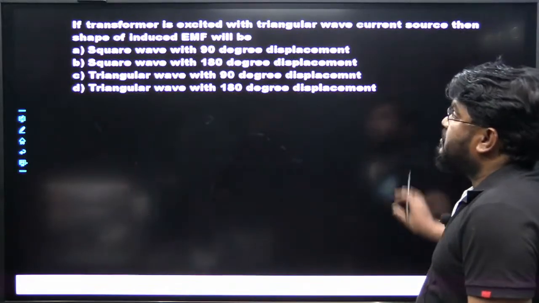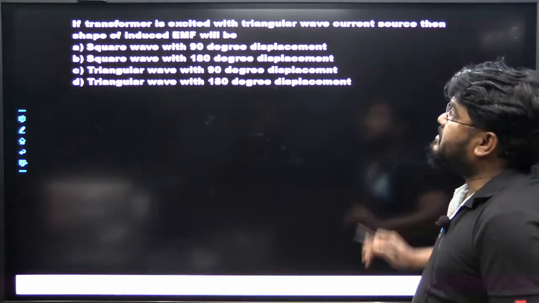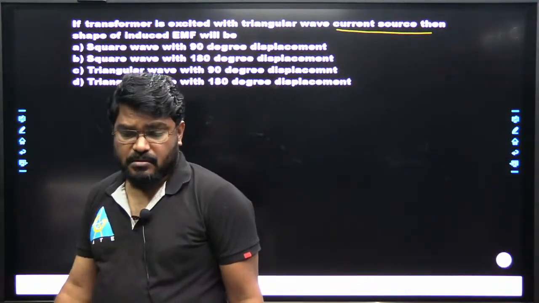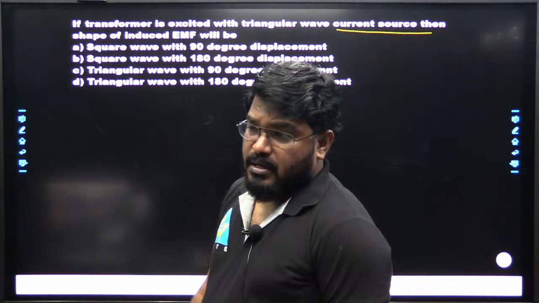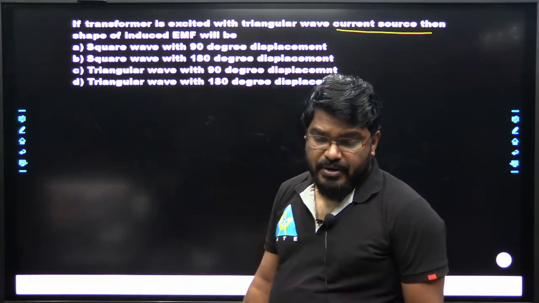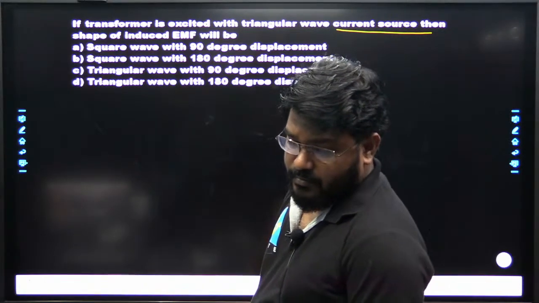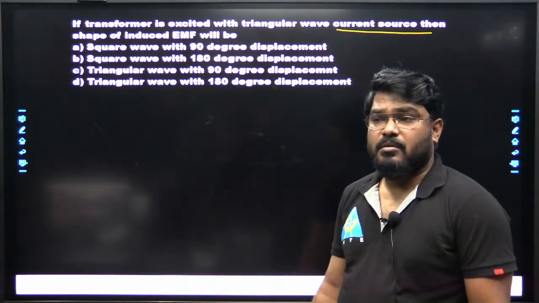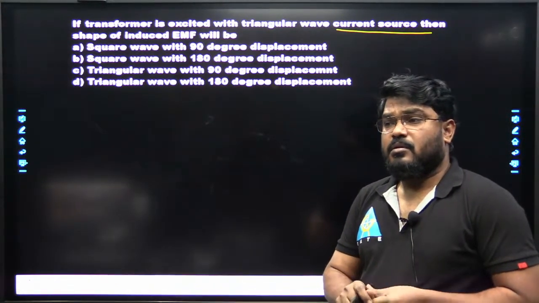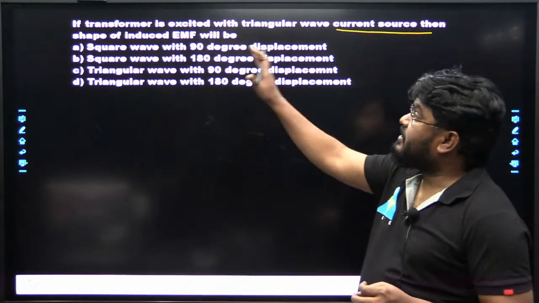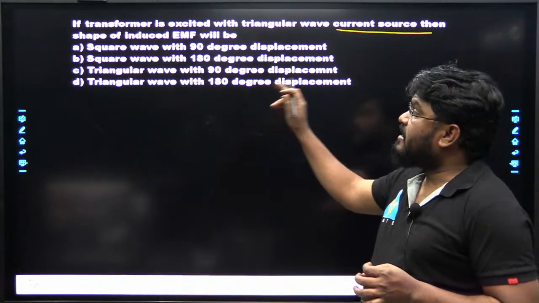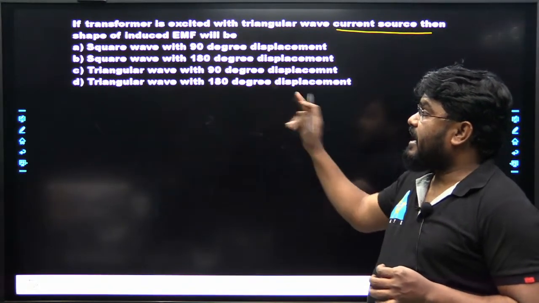Next one. So similar question. If a transformer is excited with a triangular wave current source, then what is the shape of the induced EMF? What is the answer? Option A: square wave with 90 degree displacement. Option B: square wave with 180 degree displacement. Option C: triangular wave with 90 degree displacement. Option D: triangular wave with 180 degree displacement.